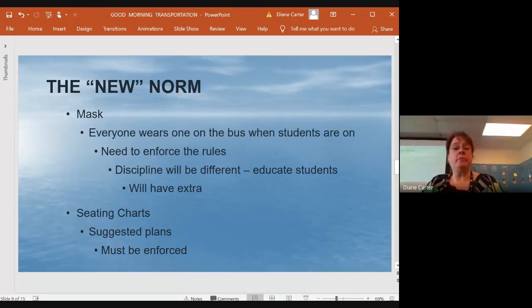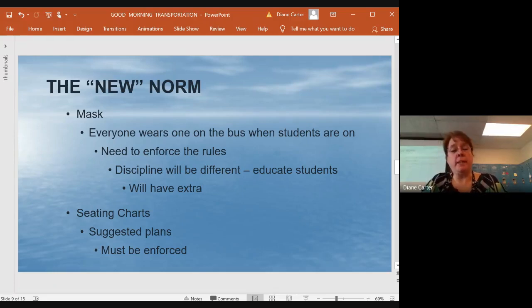If you've got kids on the bus, the mask has to be on. If you don't have kids on the bus, then you can take it off and breathe freely. You will need and be required to enforce those rules with the kids on your bus. They have to wear their masks. They have to keep them on.